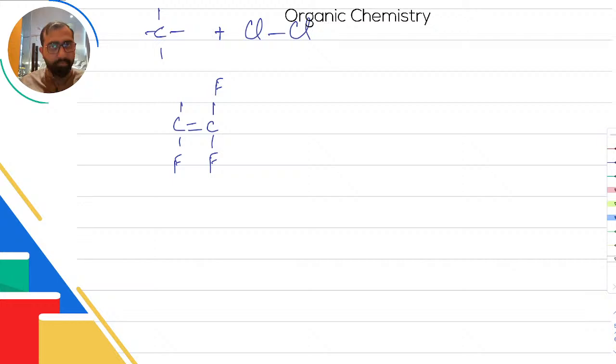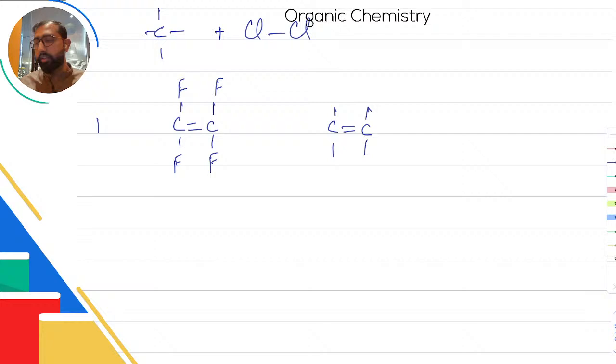And how do you think we came up with this? We start with an alkene that has hydrogens all there, ethene. We substitute one hydrogen with one fluorine, then another with another fluorine, then another, and we keep on repeating the process until all of them have been substituted. This thing is called tetrafluoroethene, used to make Teflon.